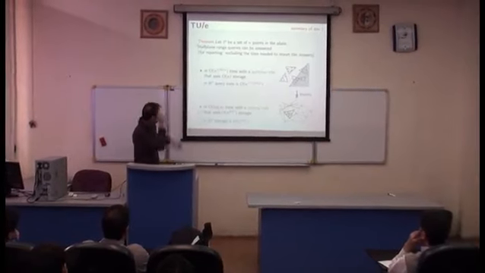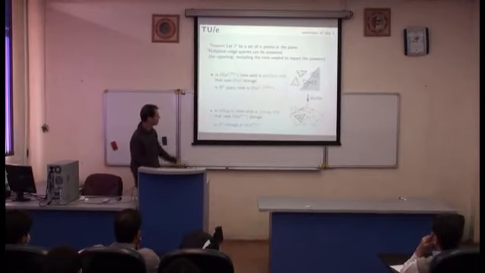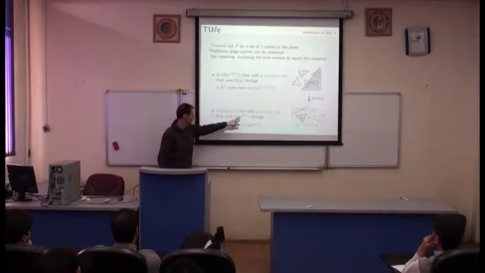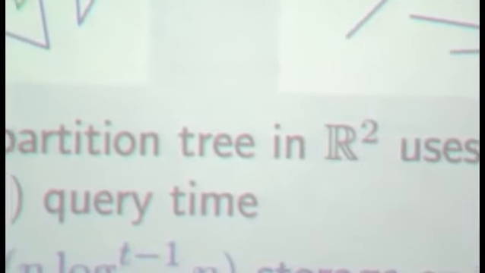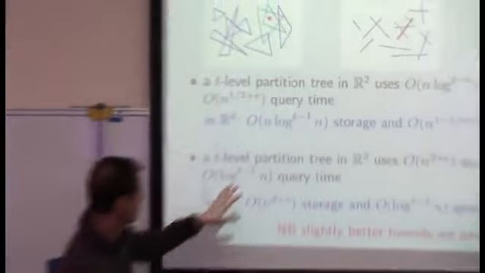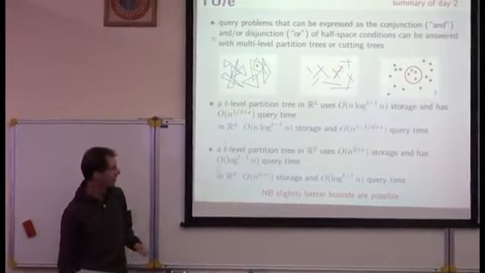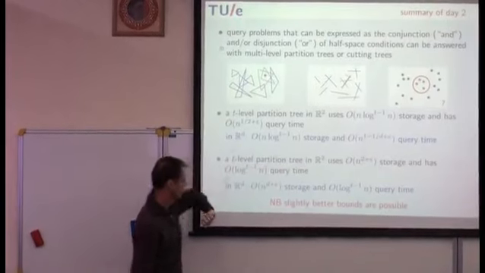So, like I said, what did we do so far? First day, we looked at partition trees, linear storage, and n to the 1/2 plus epsilon query time, cutting trees, and n squared storage, log n query time. In the second day, yesterday, we looked at multi-level structures, and before I go to trade-offs, I want to explain a little bit about how you can improve one of those things with a very easy trick, and that's this one, this cutting tree.